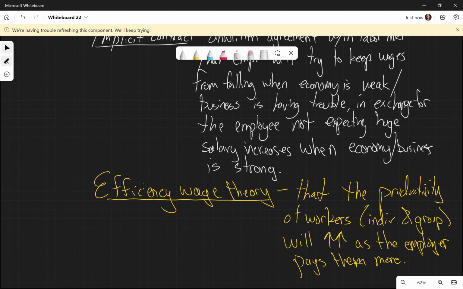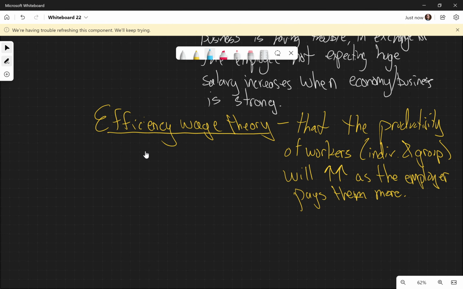My understanding of the efficiency wage theory as well is that it is just a bit more efficient to pay somebody a bit more than maybe the equilibrium wage, or maybe what you think their value of the marginal product is. It's just a bit more efficient to do that, because then there's less turnover and there's less retraining that needs to happen.